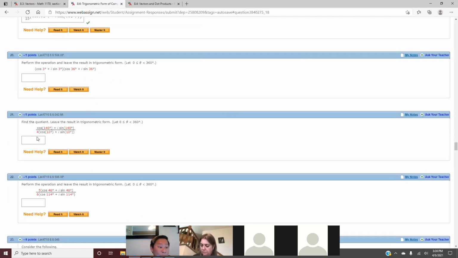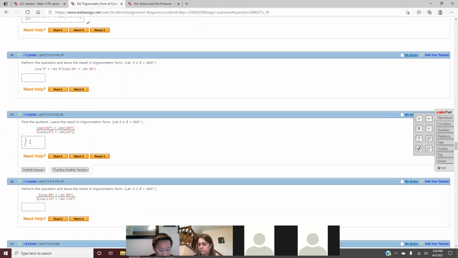like here is 1/4, and then here you subtract. So 140 minus 10 is 130. Your answer in this case will be 1/4 times cosine of 130 degrees. Don't forget the degrees. Plus i sine 130 degrees. Don't forget you take the top one minus the bottom one.